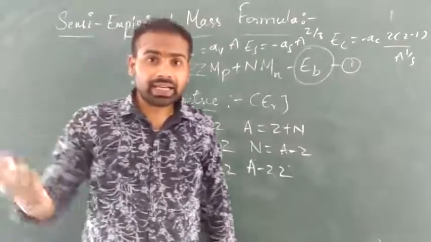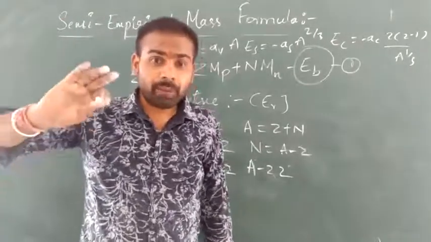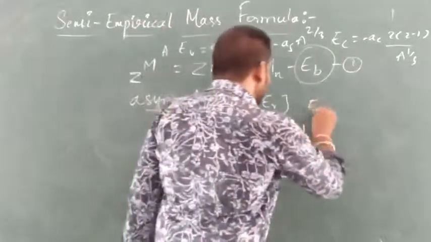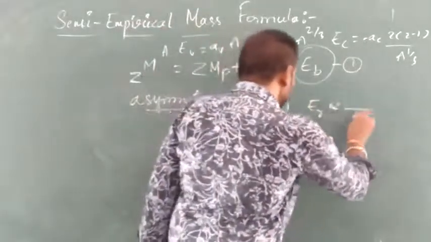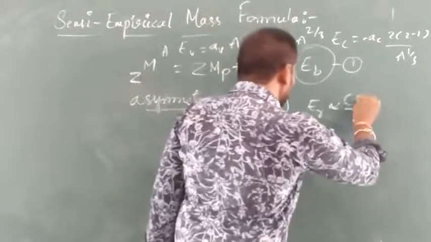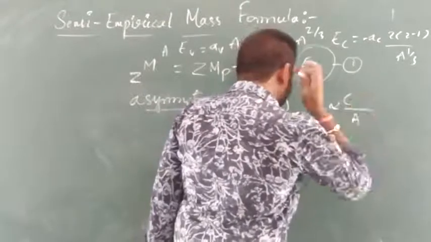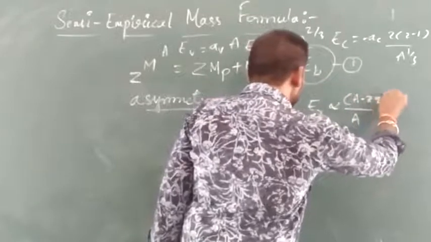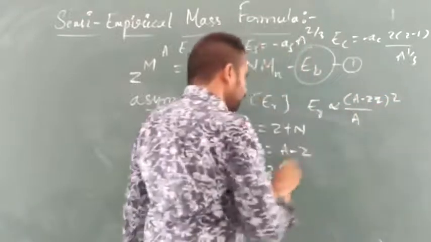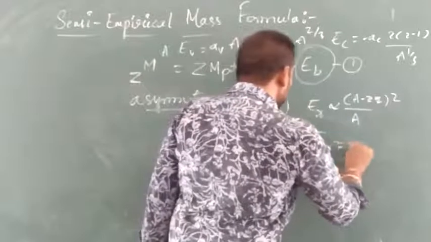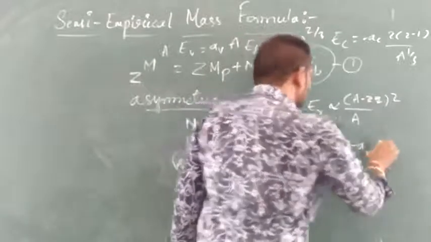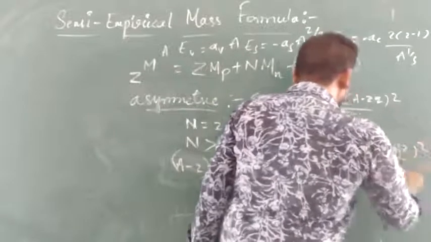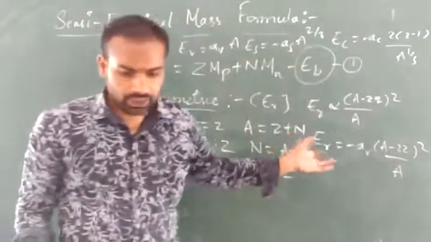As the mass number increases, number of neutrons increases, binding energy decreases. So ER is inversely proportional to A and it is given by (A minus 2Z) whole square by A. Or simply ER is equal to minus AR (A minus 2Z) whole square by A. Like that we can give this value.